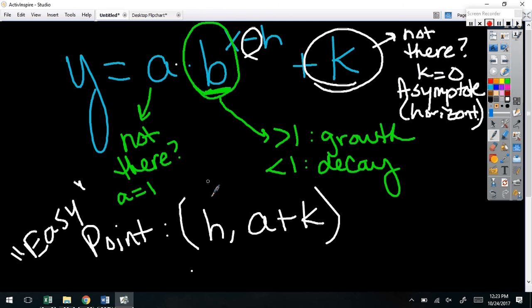Now notice this minus sign, so this H has got to be opposite sign. So it makes graphing a little bit easier as I go through. If I know my asymptote, and it only takes 2 points to graph these: asymptote, easy point, then you need one other. And we'll talk about domain and range too in a second.